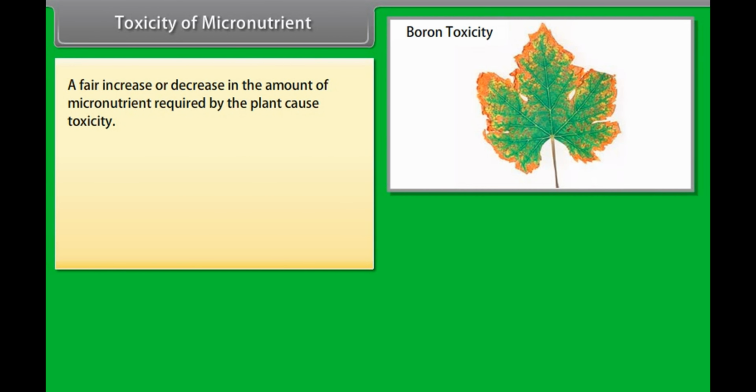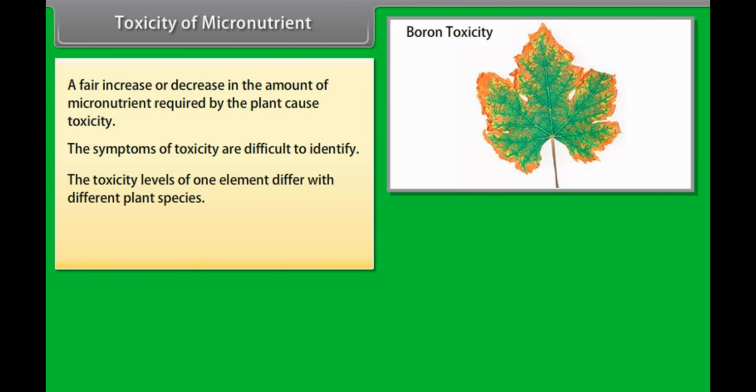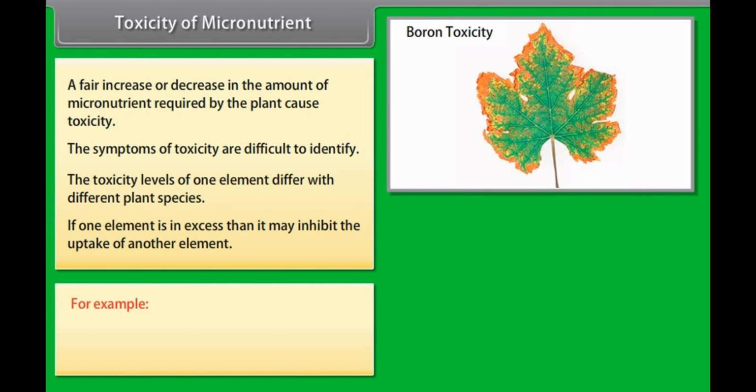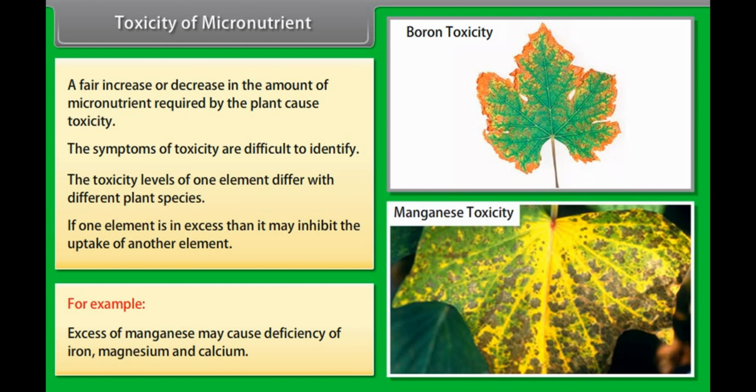Toxicity of micronutrient. A fair increase or decrease in the amount of micronutrient required by the plant causes toxicity. The symptoms of toxicity are difficult to identify. The toxicity levels of one element differ with different plant species. If one element is in excess, then it may inhibit the uptake of another element. For example, excess of manganese may cause deficiency of iron, magnesium and calcium.